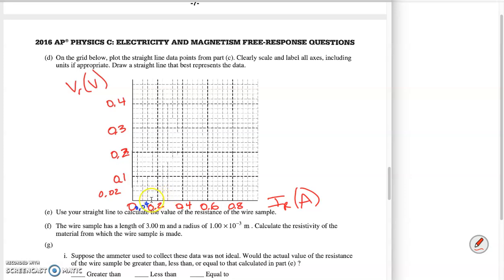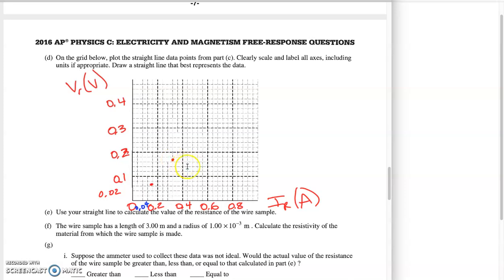Now, this works out nicely because the currents that they've given to us are very nearly going to be multiples of 0.04. So as we plot our points, we're going to go over to 0.6 and up to 0.7, 0.16, and then 0.07. And then we're going to go over to 0.32 and up to 0.165. So 0.165 and 0.32, over about there.